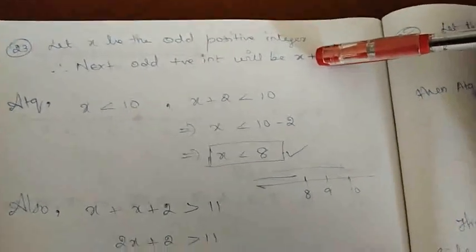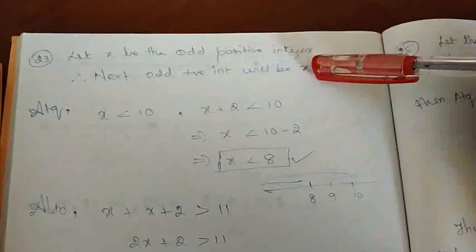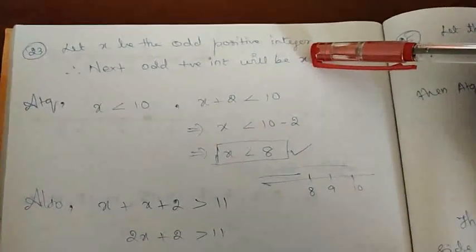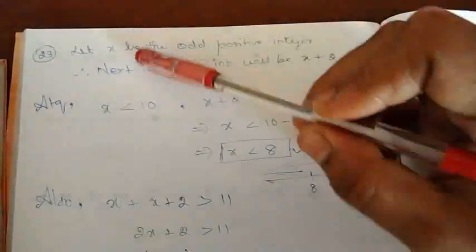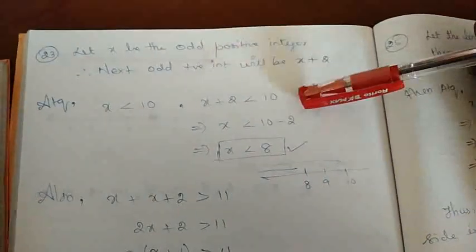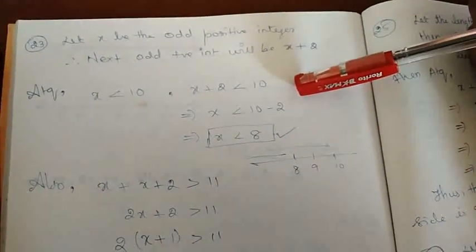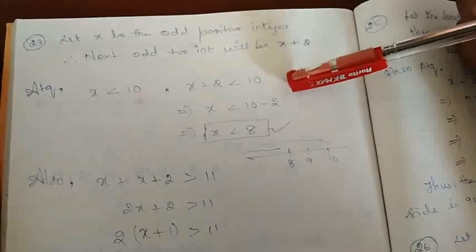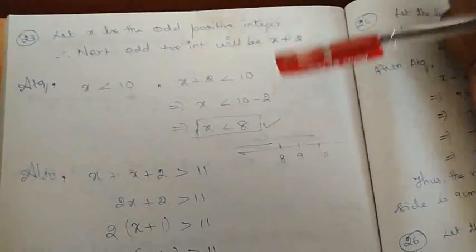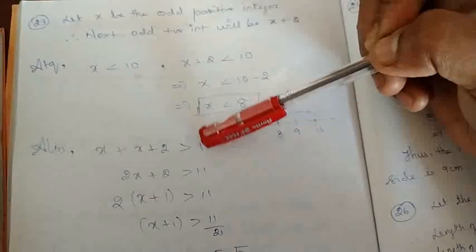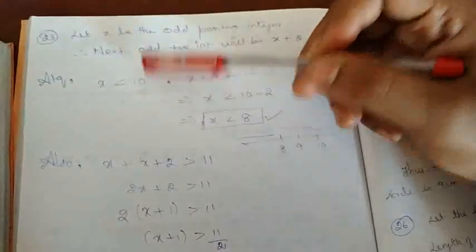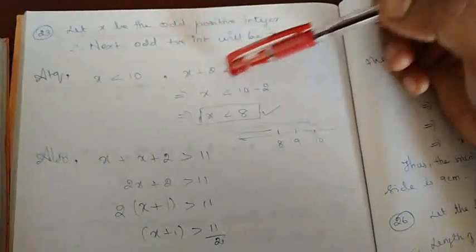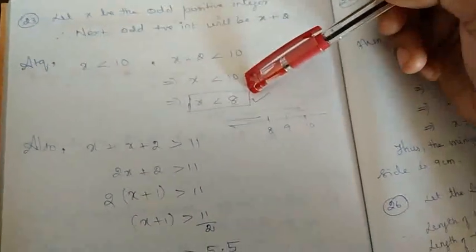Right? So according to the question, both the integers are less than 10, smaller than 10. So x is less than 10, x plus 2 is also less than 10. Right? And it is given the sum of both the numbers is greater than 11. So x plus x plus 2 is greater than 11. Now how will you solve this? Here we got x is less than 10, here x plus 2 is less than 10. So simplify, we got x is less than 8.